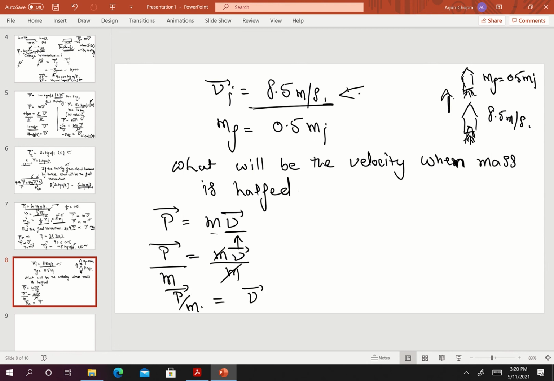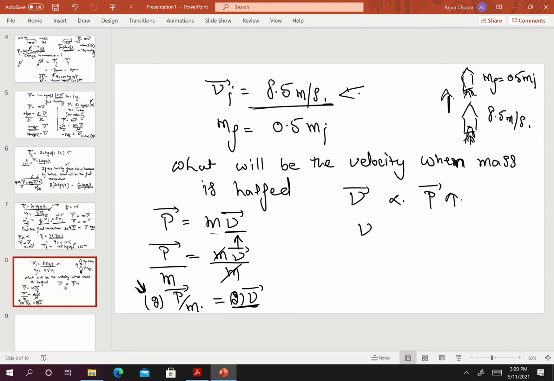So what does this mean? This means that if the momentum increases, the velocity will increase with the momentum. So velocity is directly proportional to momentum. So if I increase the velocity by 2 times, momentum increases by 2 times. Or I can also say that if I increase the momentum by 2 times, then the velocity will increase by 2 times.